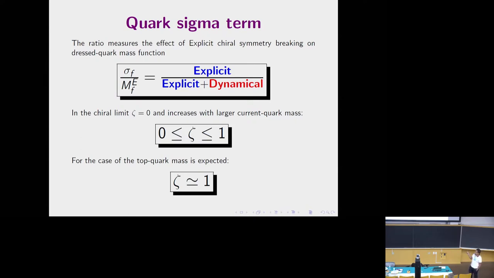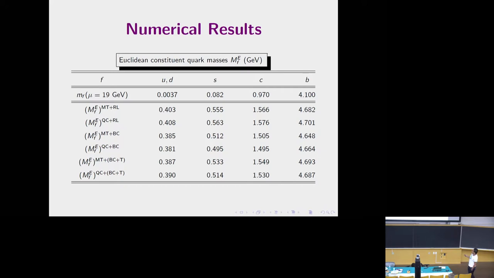Of course, in the chiral limit, this ratio must vanish and will increase with larger quark mass. And for the case of the top quark, for example, this parameter is approximately equal to one, because the mass of the top quark is due to the Higgs mechanism. Well, now this table summarizes the results for the Euclidean constituent quark mass obtained by the solution of the quark Dyson-Schwinger equation for the combination of the model interactions and quark-gluon vertex ansatzes.